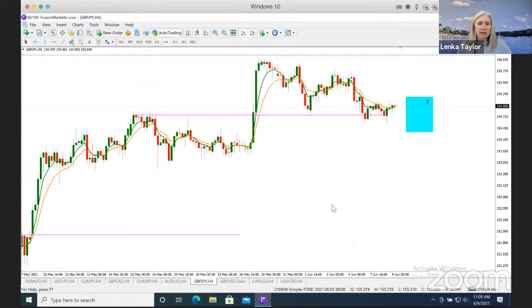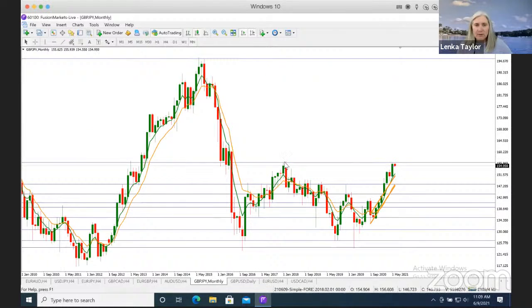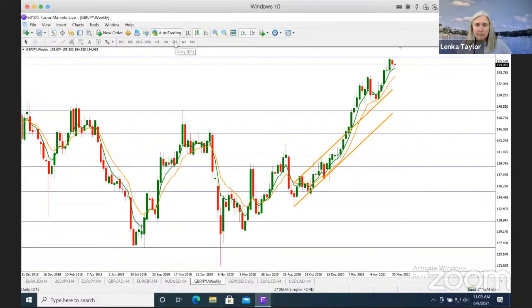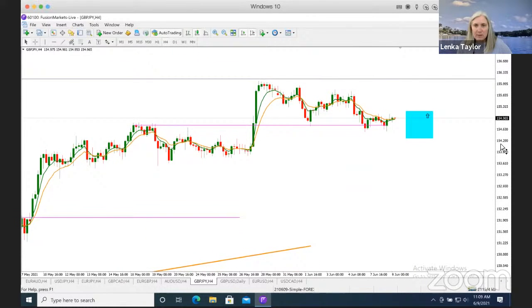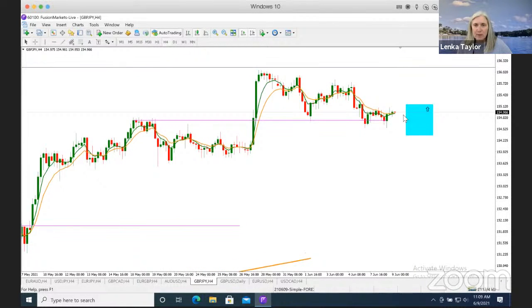Next currency pair I'm looking at is GBP-JPY. So on GBP-JPY, I'm looking for a long. It is very close to that horizontal level. So I'm not that keen to take a trade at that level, probably very small risk. There is still room for maybe 1 to 2 before the horizontal. So yeah, you can look at taking a long on that currency pair.